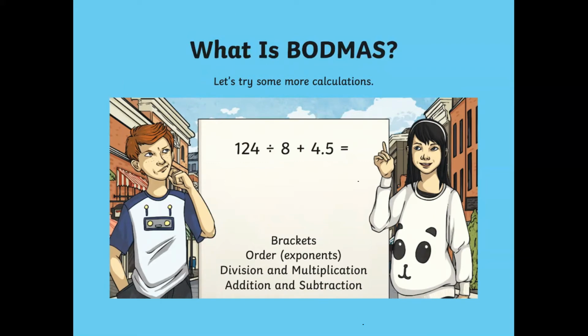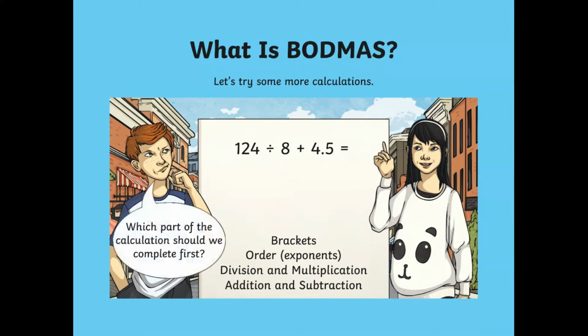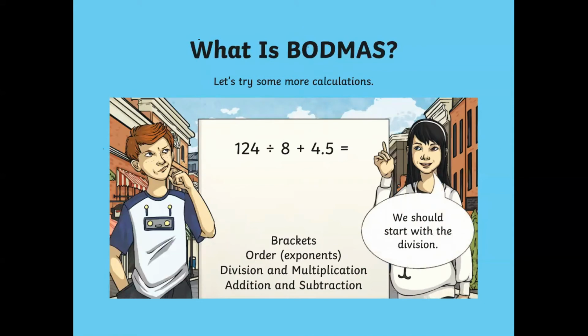Okay, so we've got no brackets. Which part of the calculation should we complete first? We've got no brackets. We've got no orders or exponents. We do have a division. We do not have a multiplication, and we've got addition. So division is before addition. In the order that we just learned, in the BODMAS order, division is before addition, so we will do the division first. We should start with the division.